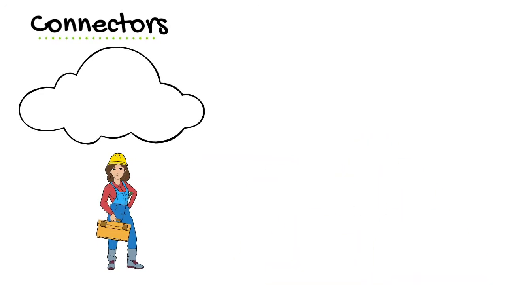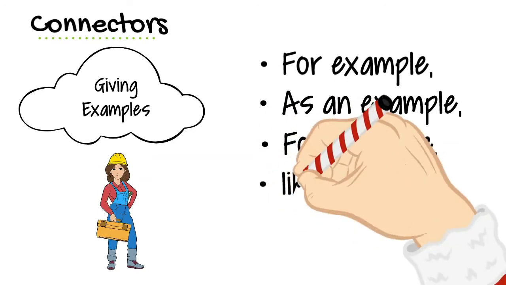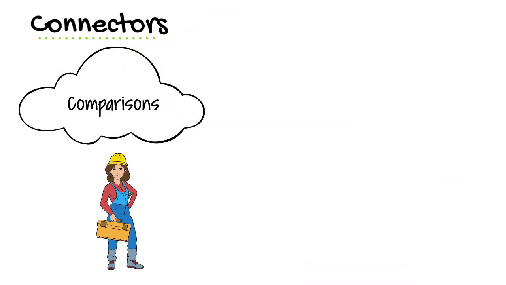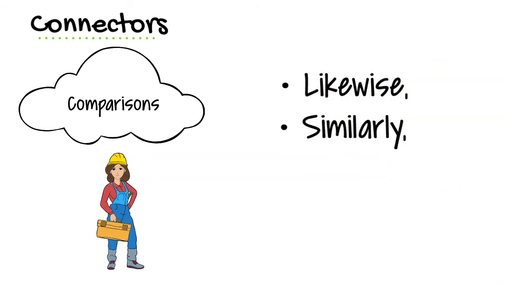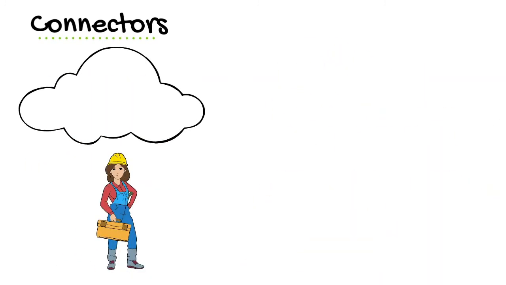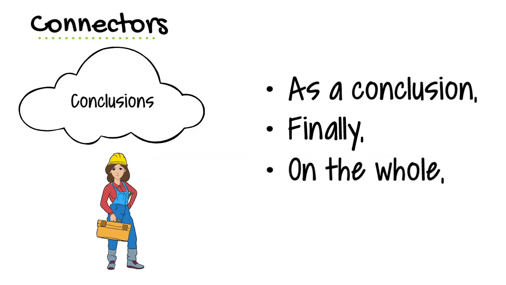As for giving examples, we can use for example, as an example, for instance, like, such as. When we are making comparisons, we can use connectors like likewise, similarly, in contrast, even though. Finally, we can conclude a piece of writing by using connectors like as a conclusion, finally, on the whole, to sum up.